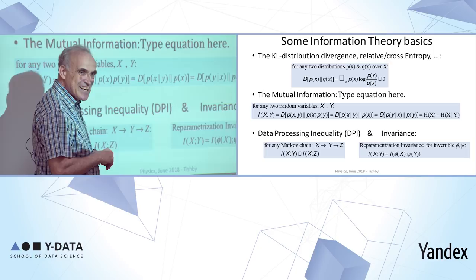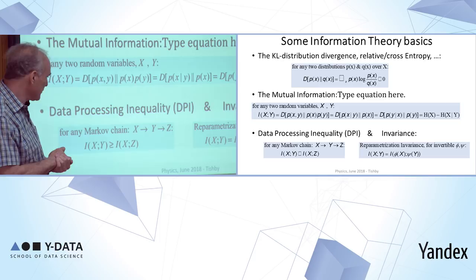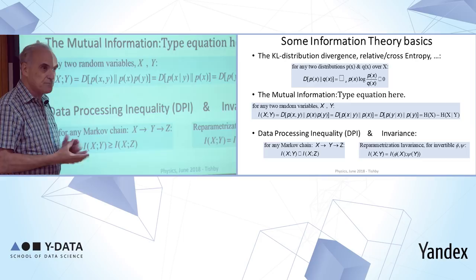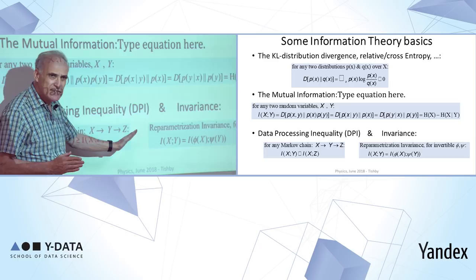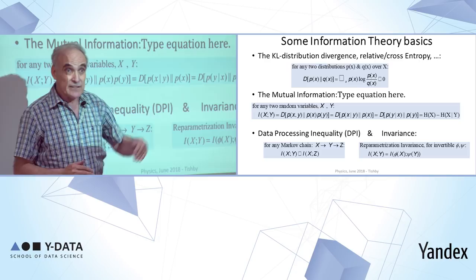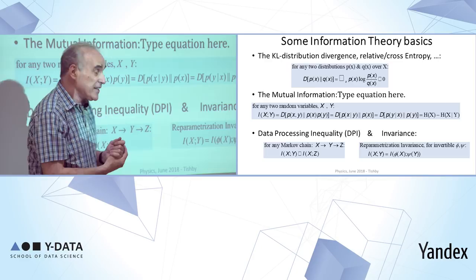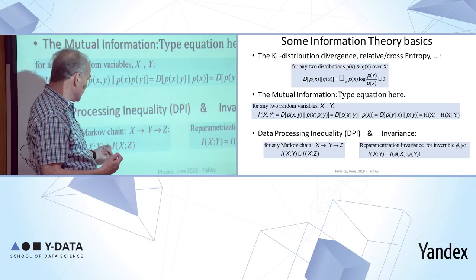Now, one of the basic properties of mutual information that I'm going to use and I want you to remember, if you don't know already, is what we call the data processing inequality. Mutual information has this very interesting property that if I go along a Markov chain, so Y depends only on X and Z depends only on Y and so on, so I have the same type of structure that I have between the layers of my network, a forward Markov chain, then the information cannot increase. The information about X in Y cannot be smaller than the information about X in Z.